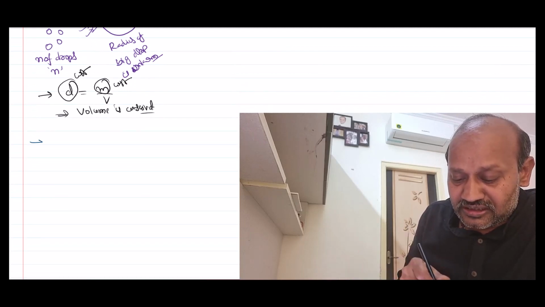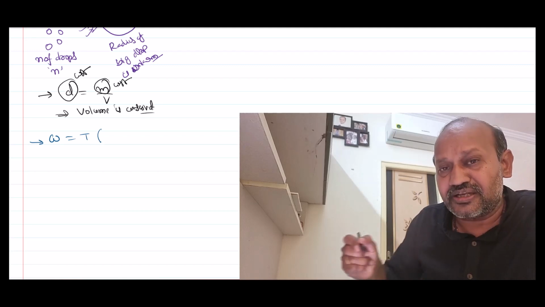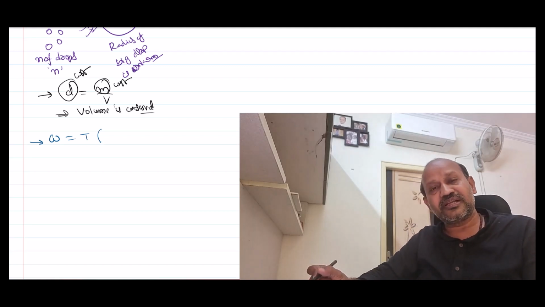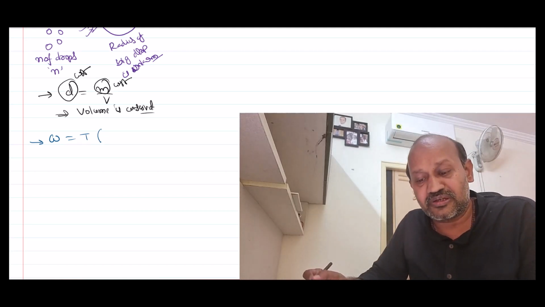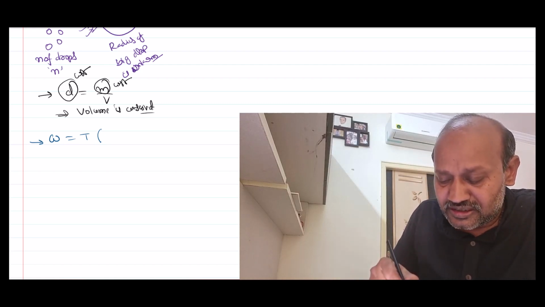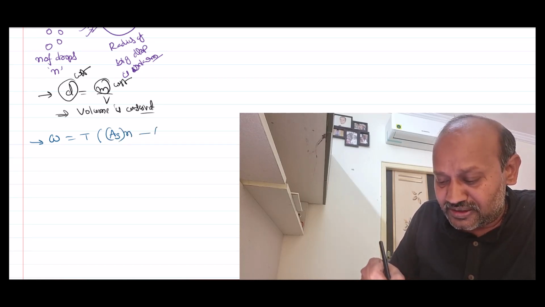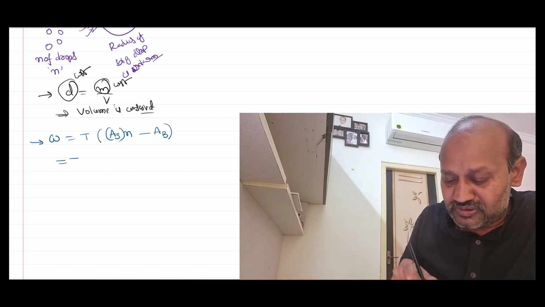So we need to calculate work done, surface tension into area big. The small drops together will have a bigger area always when compared with the big drop. So area bigger means area of one small drop, and there are n number of identical drops, multiplied by n, minus area of the big drop. So work done is surface tension into n, that's the number of drops.